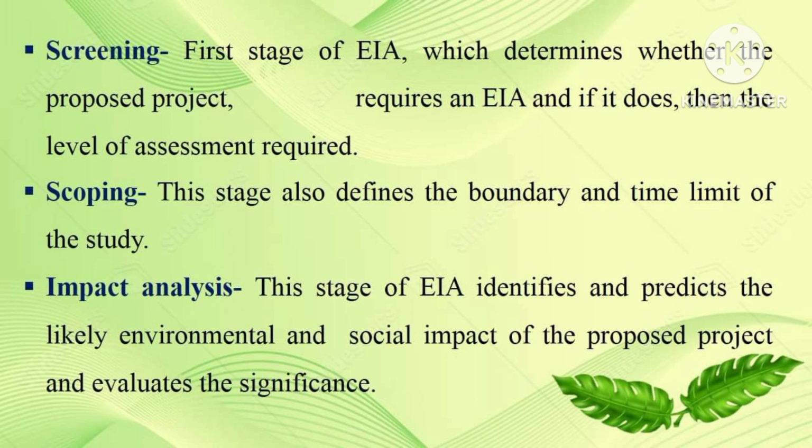Screening, the first stage of EIA, determines whether the proposed project requires an EIA and if it does, then the level of assessment required. Second, scoping. This stage also defines the boundary and time limit of the study. Third, the impact analysis. This stage of EIA identifies and predicts the likely environmental and social impact of the proposed project and evaluates the significance.